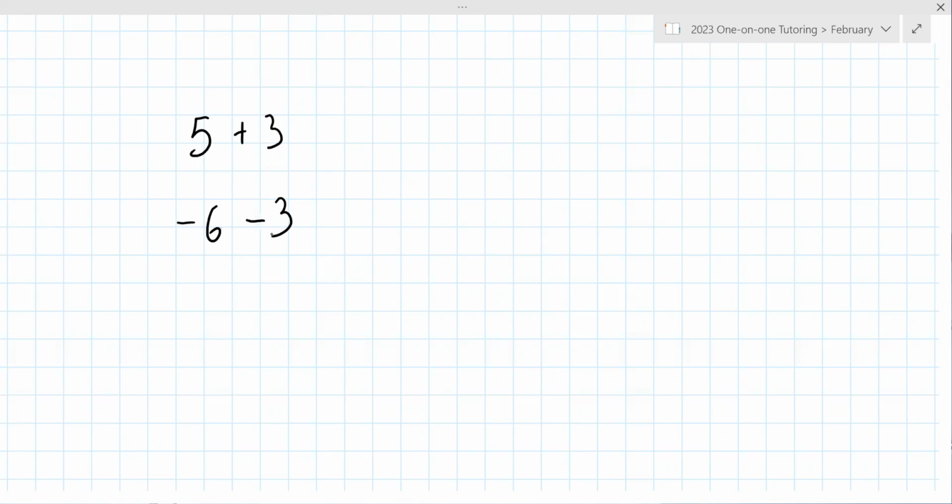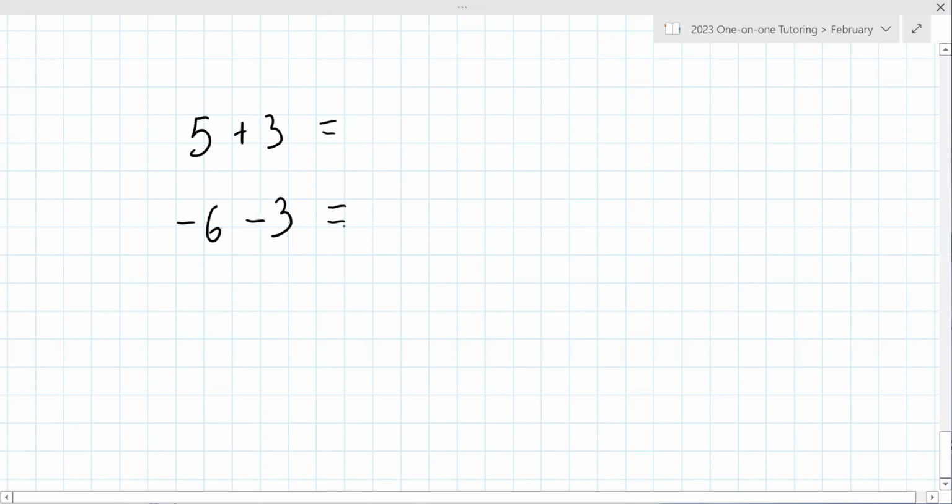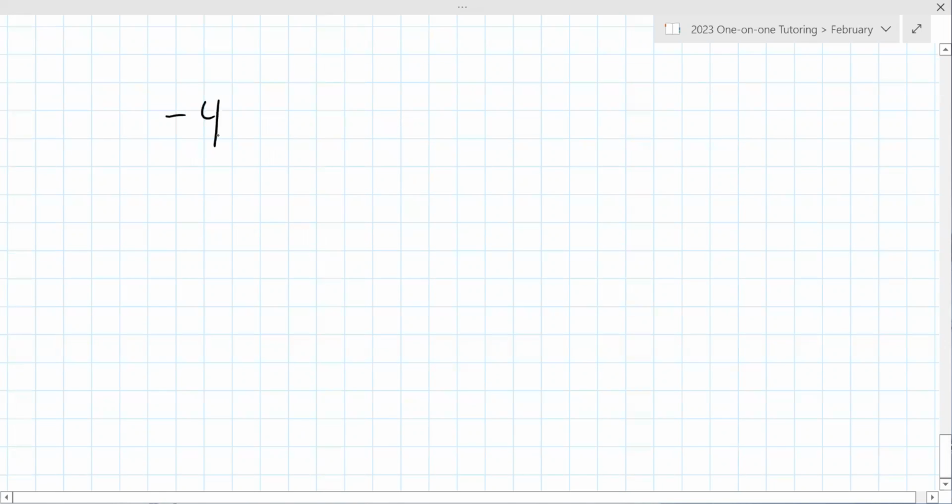Let's just do a couple examples and see if we can get this down. So go ahead and give me the answers to both of these, please. That's 8 and 9, -9. Okay. Let's try a couple more. That's -8 and -6. Okay, good.